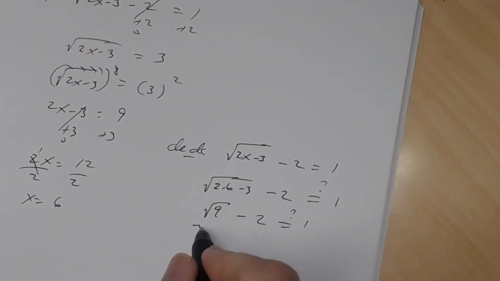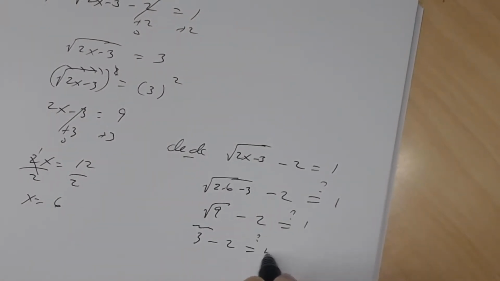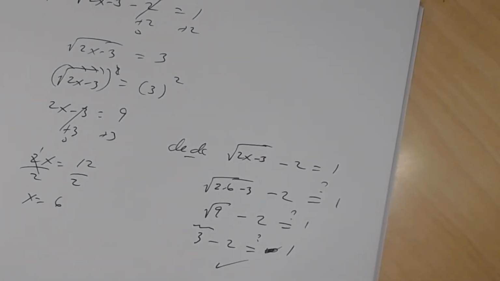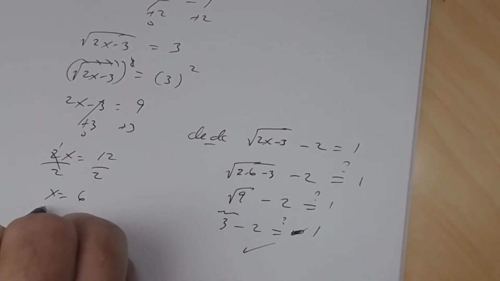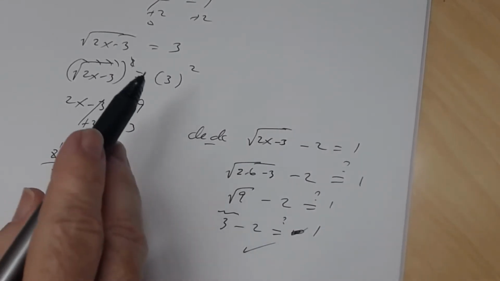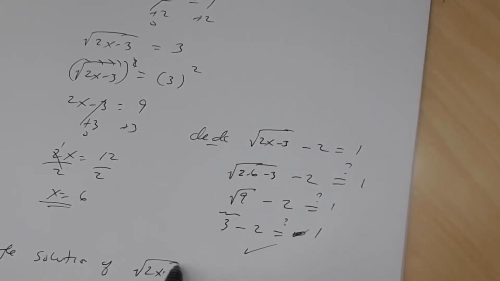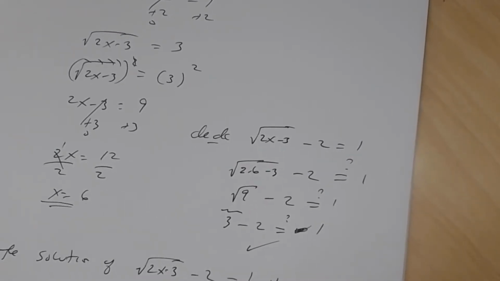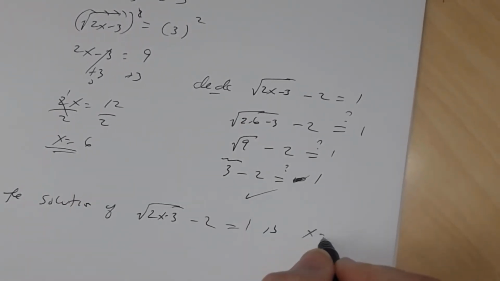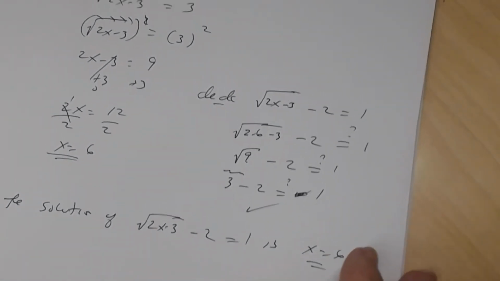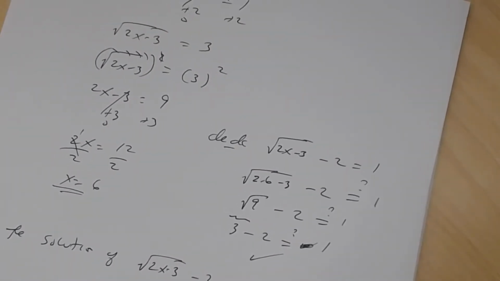Well, the square root of 9 is 3. 3 subtract 2 is 1. Okay? So this proposed solution is a solution to the original. So the idea would be this: the solution of the square root of 2x minus 3 minus 2 equal 1 is x equals 6. So that's your solution. All right, so there's number 6. All right, let's look at number 7.